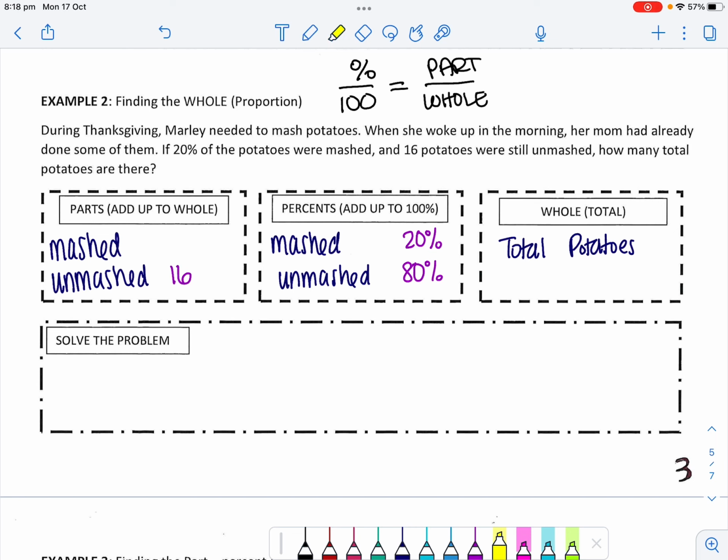And then I'm going to look at my question. It says, how many total potatoes are there? So how many total potatoes means that my question mark is in my whole box. Now I've got my green highlighter again. I'm going to highlight my question mark first.